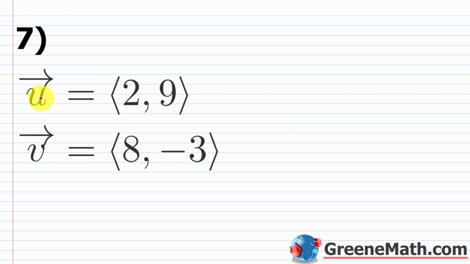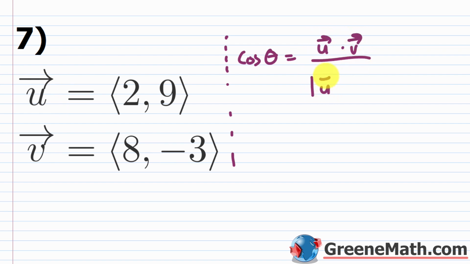So here we have the vector u, which in component form has a horizontal component of 2 and a vertical component of 9. And then we have our vector v, which in component form has a horizontal component of 8 and a vertical component of -3. So again, it's just a little simple formula. Let's just go ahead and say that the cosine of theta is equal to the dot product of these vectors, so u dot v, and this is over the magnitude of u times the magnitude of v.